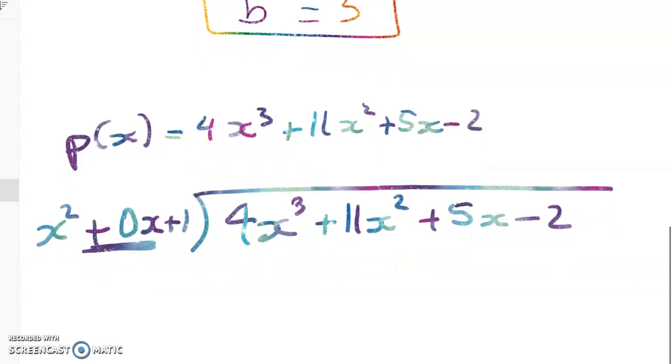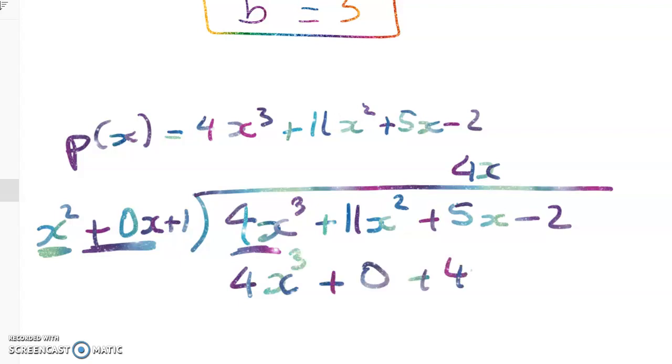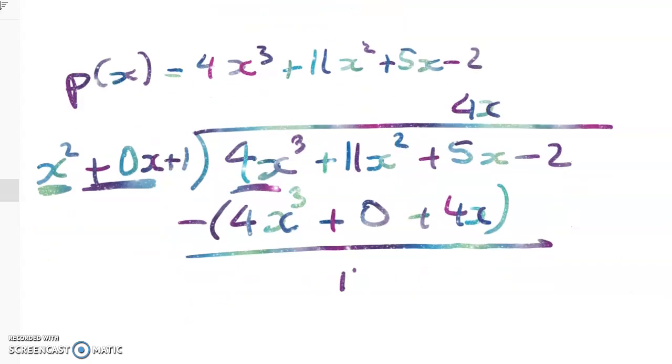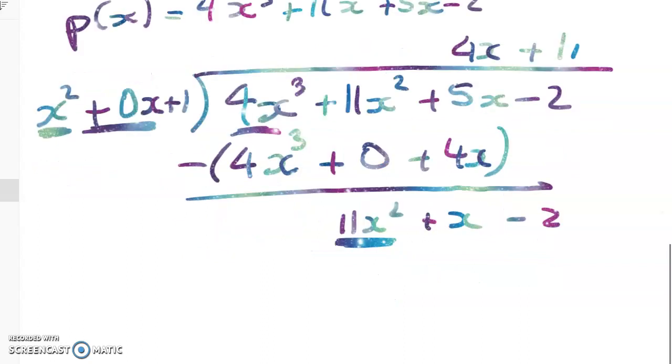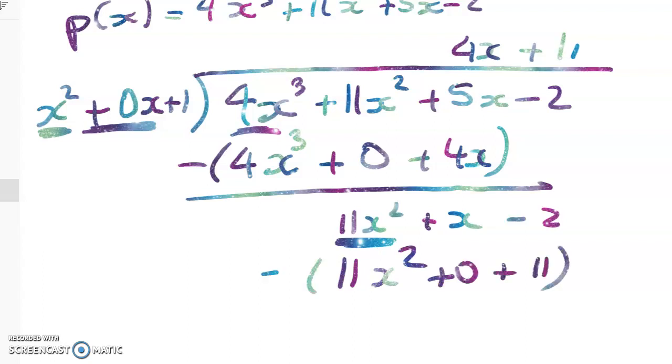Right, now we're going to match up. X squared times what will give me 4x squared? Well, it's going to be 4x. So it's a pretty easy long division problem. 4x cubed plus 0 plus 4x. Subtract all of that and see what's left over. Now I've got 11x squared plus x minus 2. So we're matching on the 11x squared. We're going to have plus 11 up here. Next we get 11x squared plus 0 plus 11, and we subtract all of that.